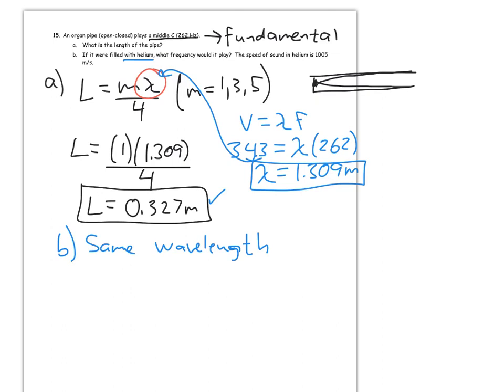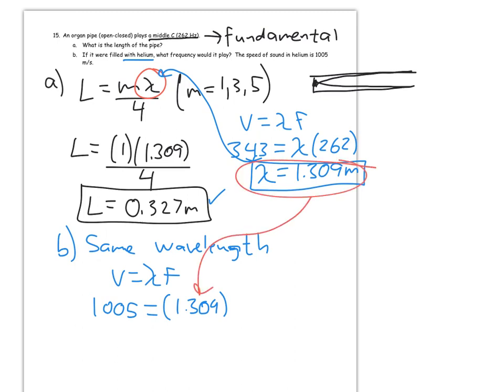And so we can just jump right to the velocity equals wavelength times frequency equation. This faster speed in helium is going to be equal to the wavelength, which is still 1.309, and again, I just got that from the original wavelength here, times my frequency. And so when I solve for that new frequency, I'm going to find that it's going to be 767 hertz.